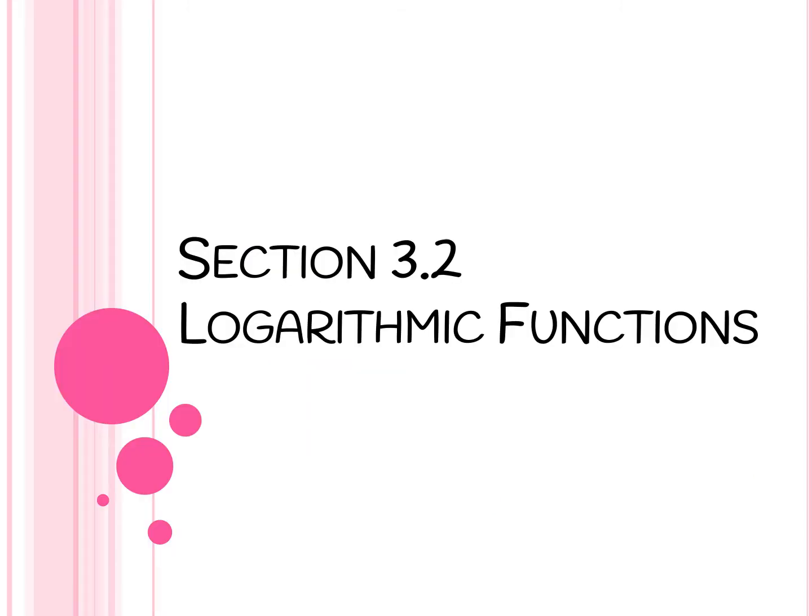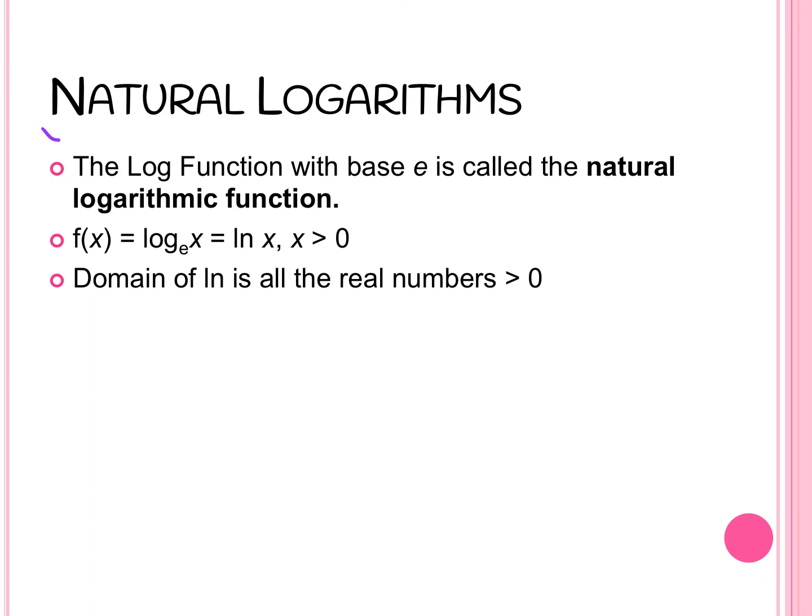We're going to have where we left off on Friday, which is the end of the log functions. Focusing on ln now, okay? So ln is a natural log. The log function with base e is called the natural logarithmic function. Remember, e is the natural base. So log base e is the same thing as ln. If you see one, you can interchange it with the other. Just like log by itself is the same thing as log base 10, log base e is ln.